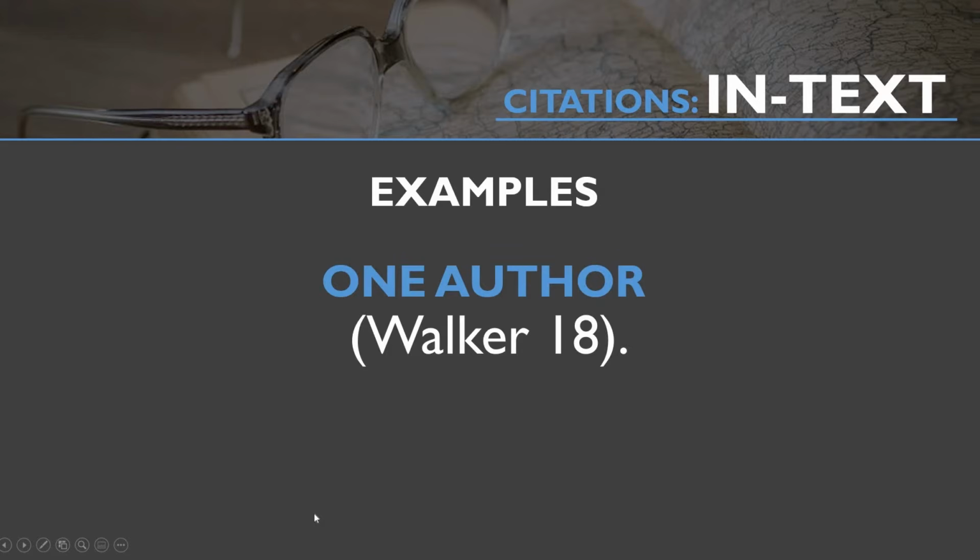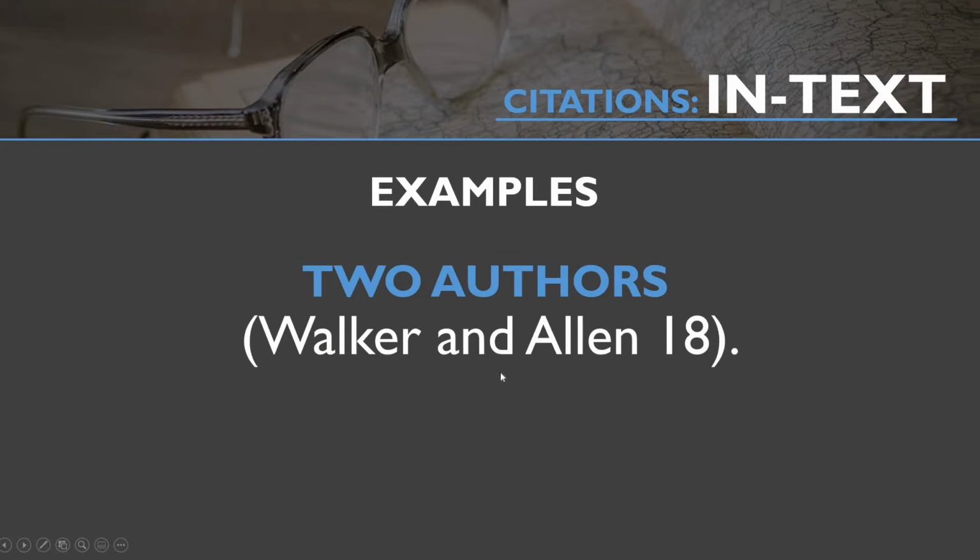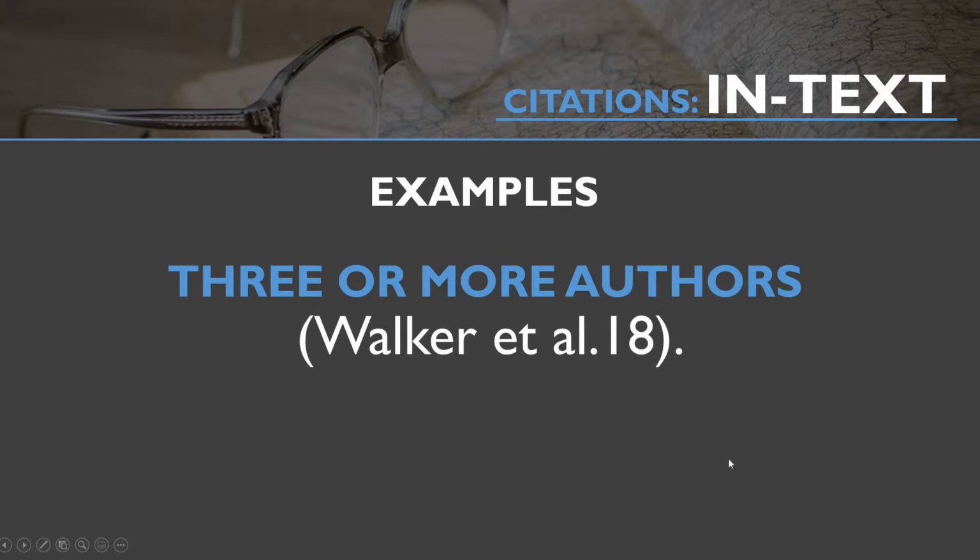Here are some examples of in-text citations. When you have one author, we just do the last name and page number. When you have 2 authors, you do both last names with an and in between, and the page number follows. When you have 3 or more authors, you do the first author's last name and write et al. Et al is an abbreviation for et alia, which is Latin for and others. So you can sound very sophisticated. That's the reason why we do this.